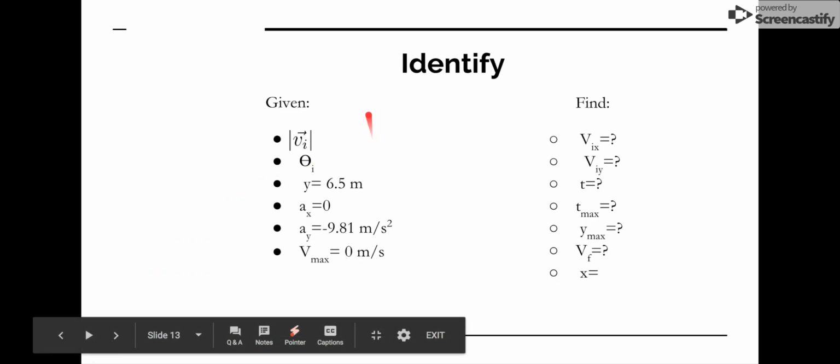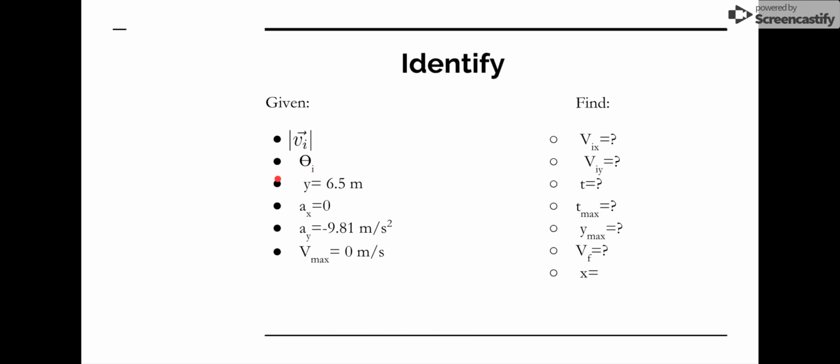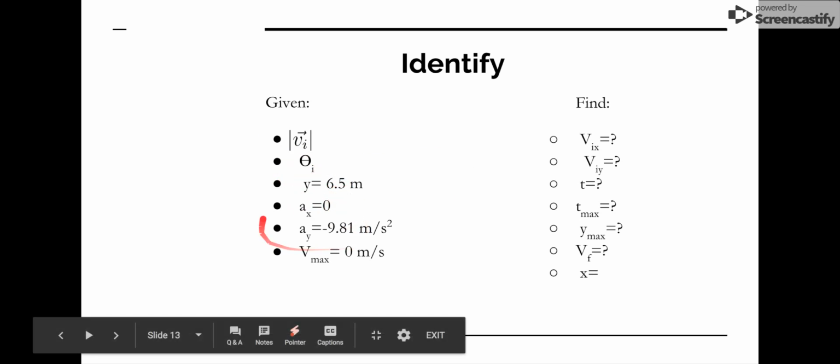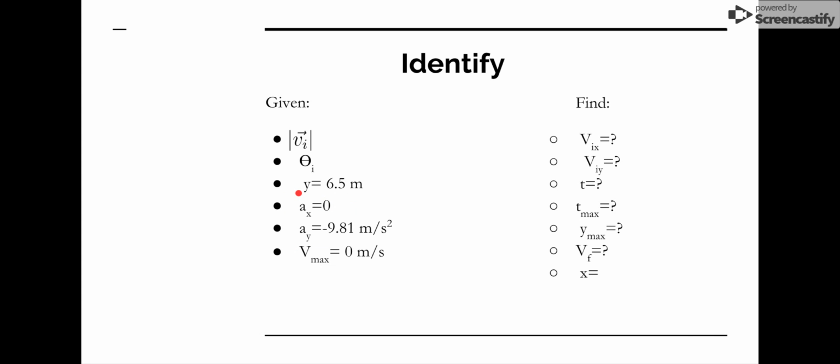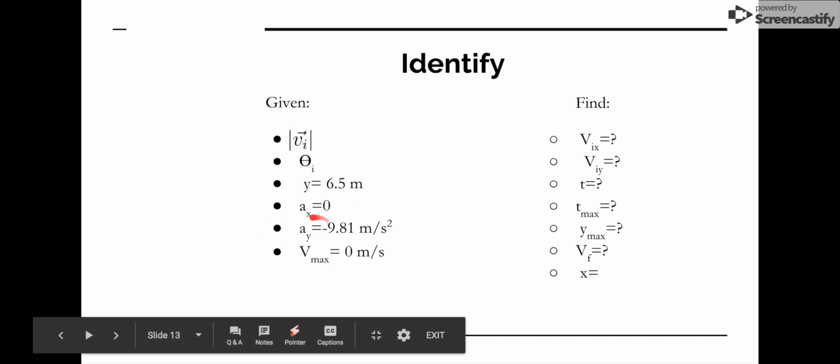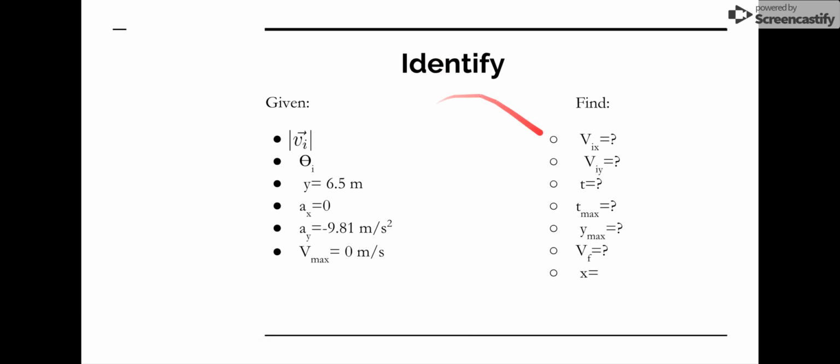So identify, we have velocity initial, theta, we have y at 6.5, acceleration in the x is 0 because it's not directly moving left or right. Acceleration in the y is negative 9.81 because it's moving down. Olivia is moving down from the cliff, she's falling down. And velocity max is 0 because in a free fall or projectile, the max velocity is always 0.